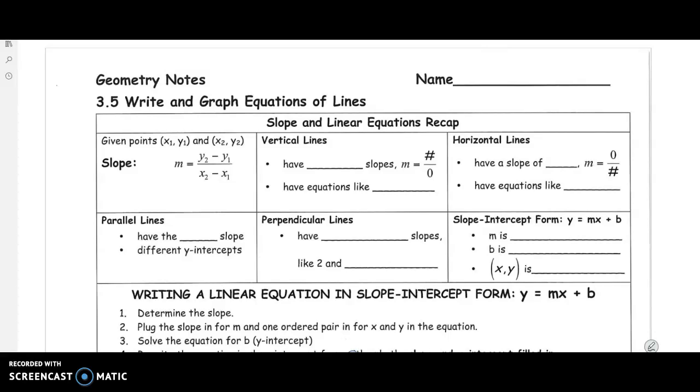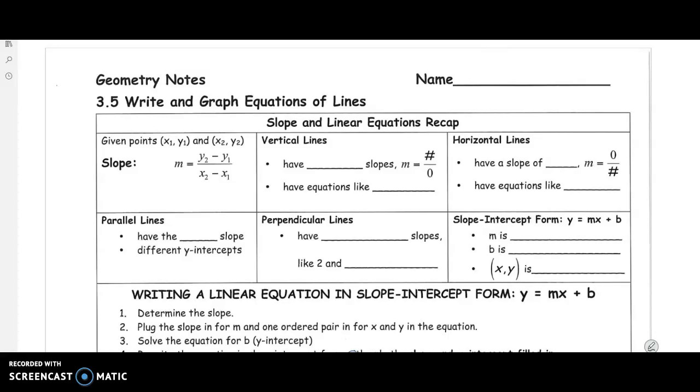Alright guys, so today we're going to do section 3.5, write and graph equations of lines. Go into Schoology and print out this handout if you can. If not, write these notes down nice and neat in your notebooks. I'm going to go through these with you and then we're going to do some problems at the end, and we will finish this in class next time.